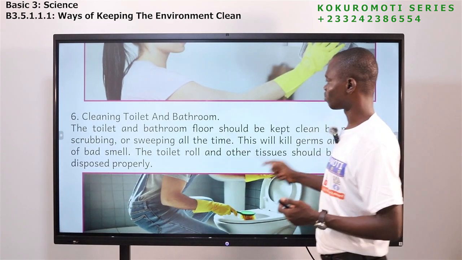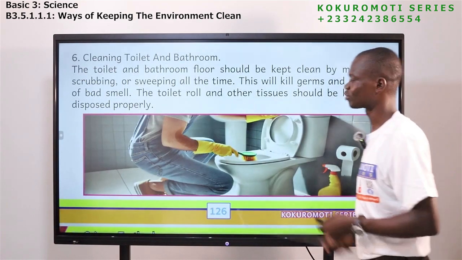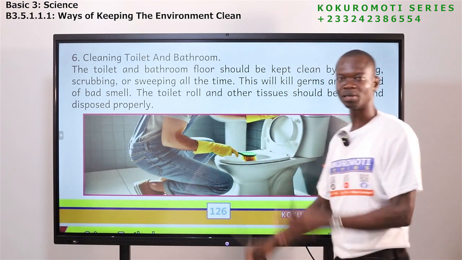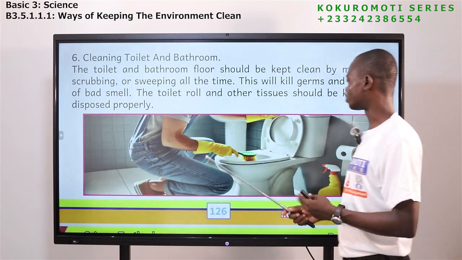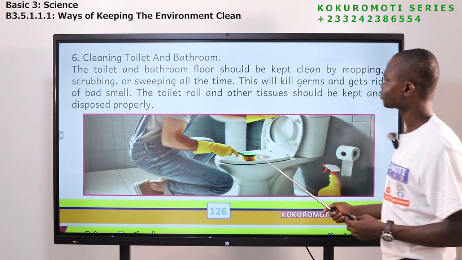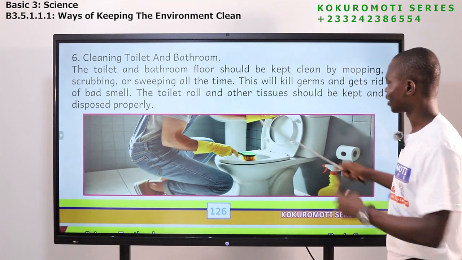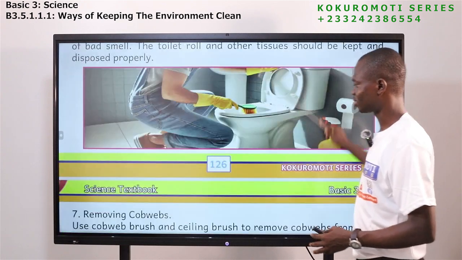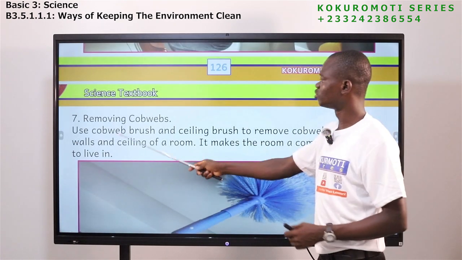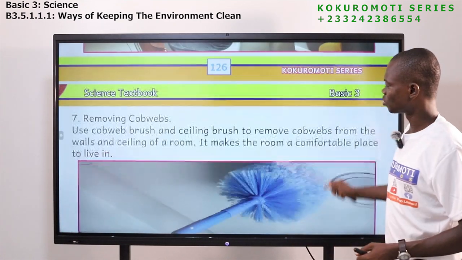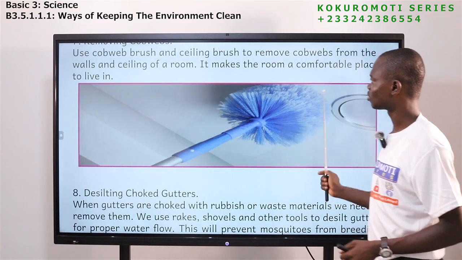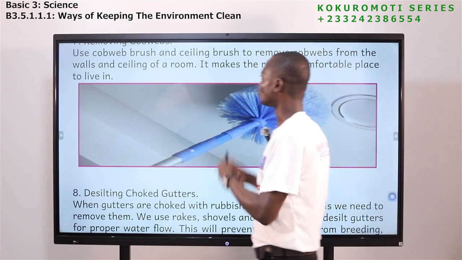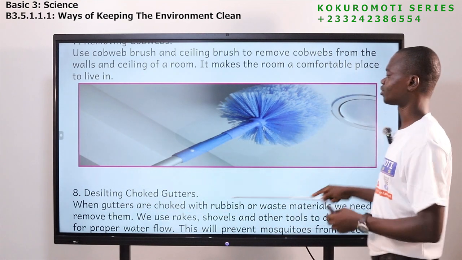Now cleaning toilet and bathroom. Some of you, after visiting the toilet or the bathroom, you don't keep the place clean. You need to keep the place clean. Look at the brush. He's using the toilet brush to clean it. You see, so always we need to keep this place also clean. Now the next one is remove cobwebs. So look at the person. This is ceiling brush. He's using it to remove the webs and other things on the ceiling.